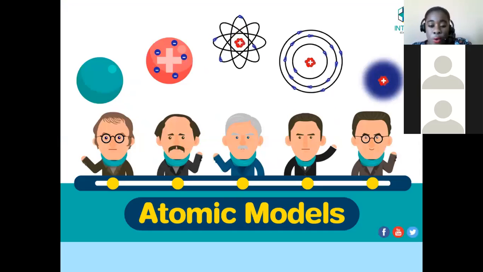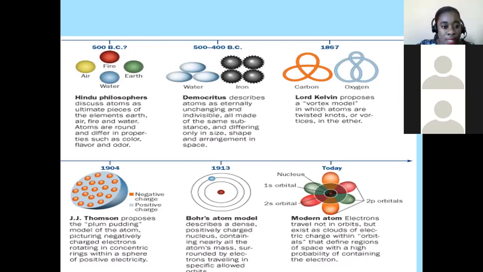Now, there were many scientists who put forth different models of what the atoms looked like. So in 500 BC, we had Hindu philosophers. Then we had Democritus, we had Lord Kelvin, we have J.J. Thomson, we also had Bohr's model of the atom, and then now we have the modern atom. Now I want each of you to read. We're going to start off with Dina Shea. Tell us what the Hindu philosophers discussed.